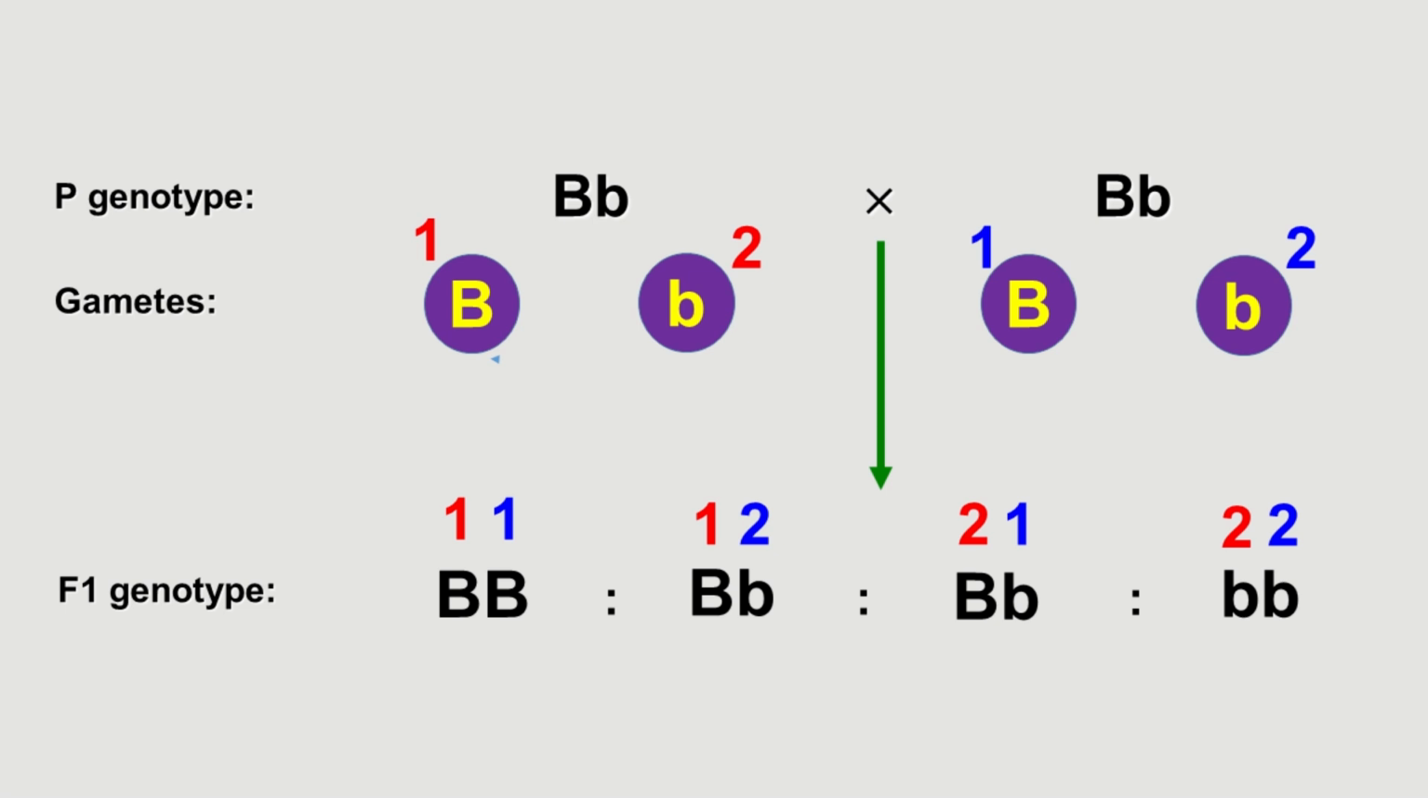If you choose to consider the gametes of each parent as first and second, it would be first with first, first with second, second with first, and second with second. That easy, and you're done.